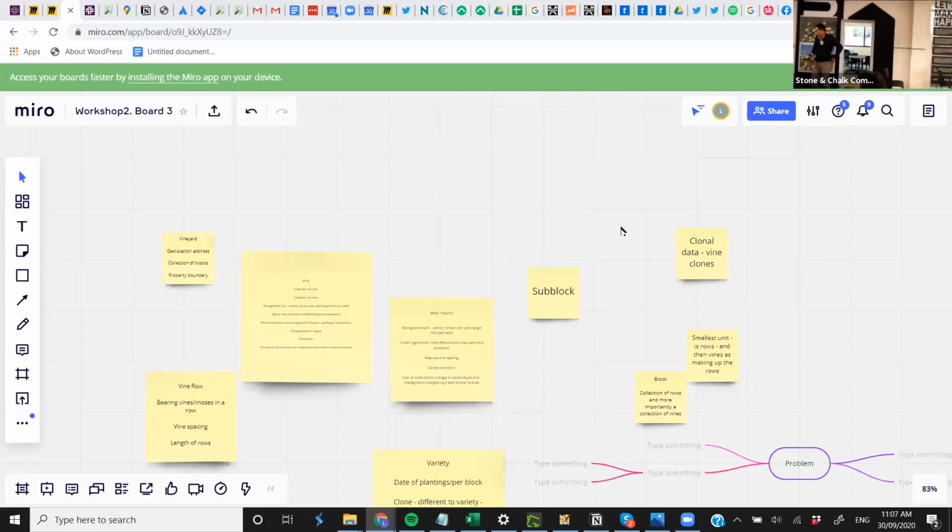So if we can step through this. If you can, Hans, maybe start with how you guys defined a vineyard. So what is a vineyard for you?